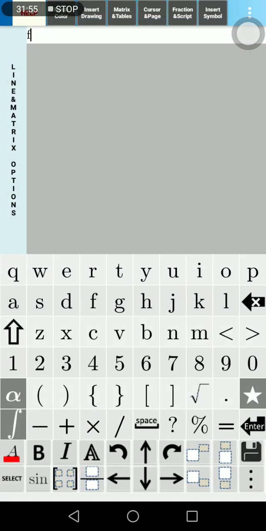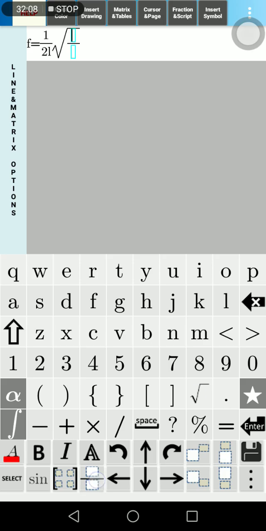So you know that F is equal to 1 over 2L times the square root of T over M. And you know M itself, this M that you're seeing here, is mass per unit length, right? So I'm going to change it and put M over L. Good.